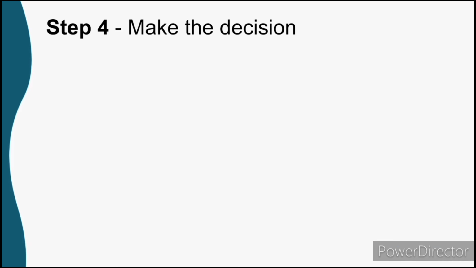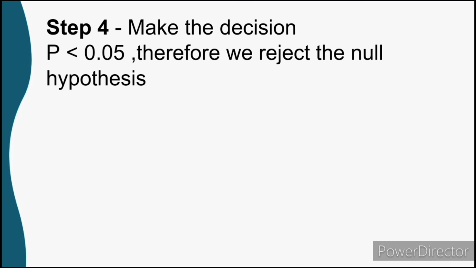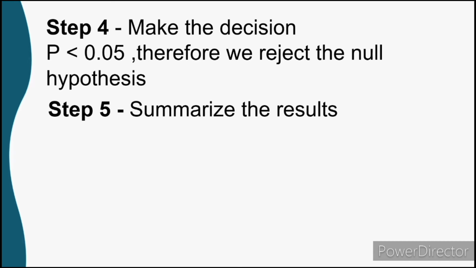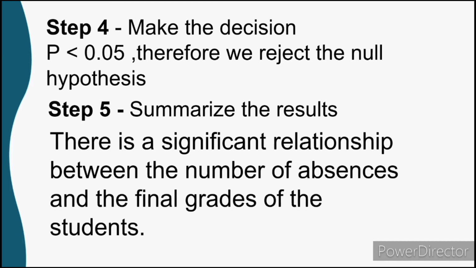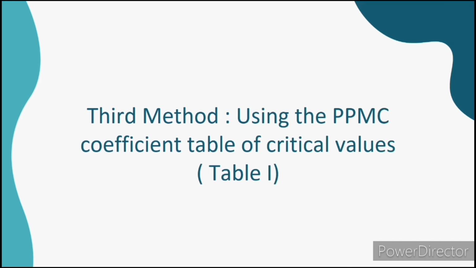Step 4, make the decision. The decision rule when using p-value is when p-value is less than the alpha, we reject the null hypothesis. If p-value is greater than the alpha, we do not reject the null hypothesis. Since p-value is less than 0.05, therefore we reject the null hypothesis. Step 5, summarize the result. There is a significant relationship between the number of absences and the final grades of the students.